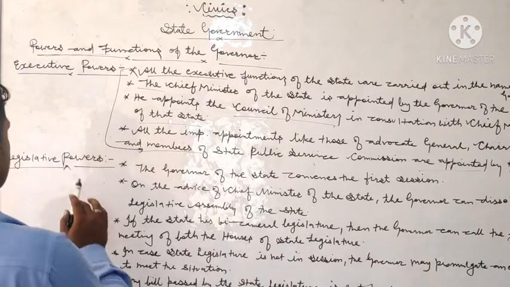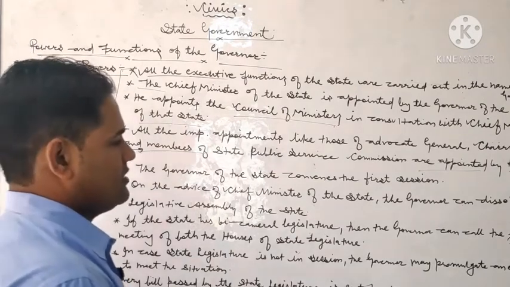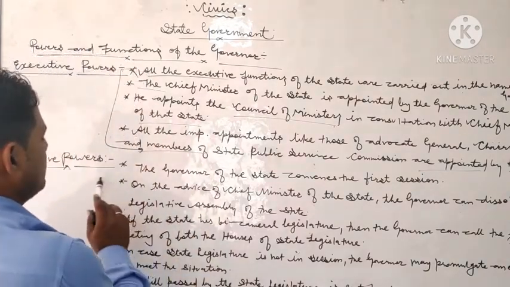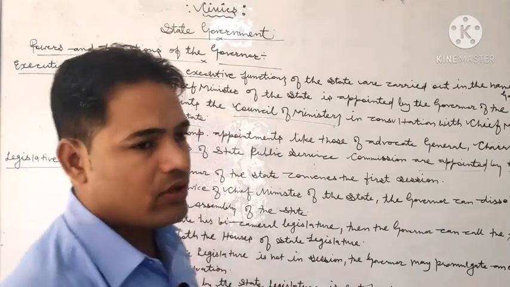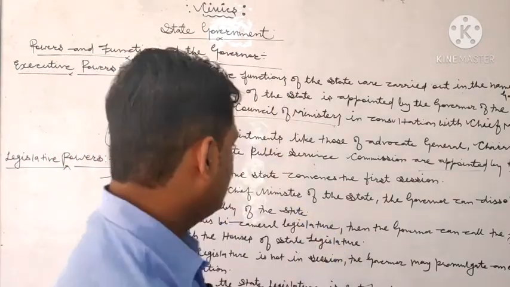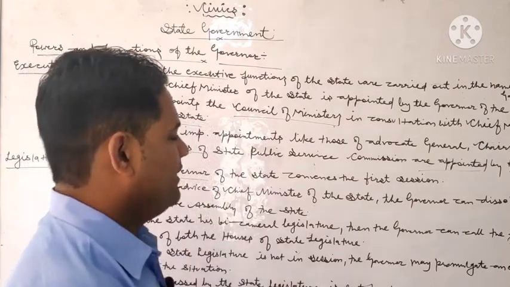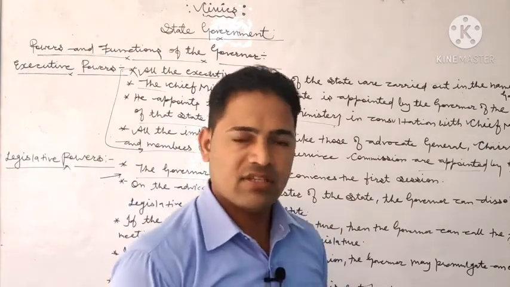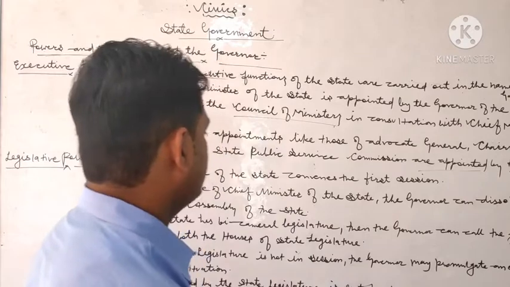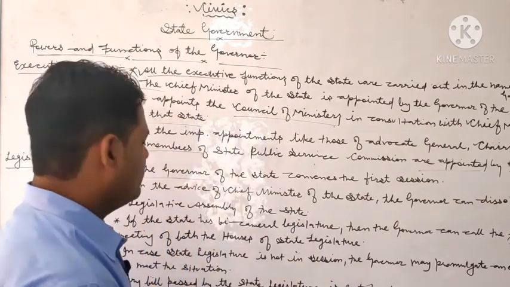Next, my dear students, are the legislative powers related to lawmaking. We can see how the governor uses his power, especially in the lawmaking process. Number one, the governor of the state convenes the first session. The first session of the legislative assembly is convened by the governor only.